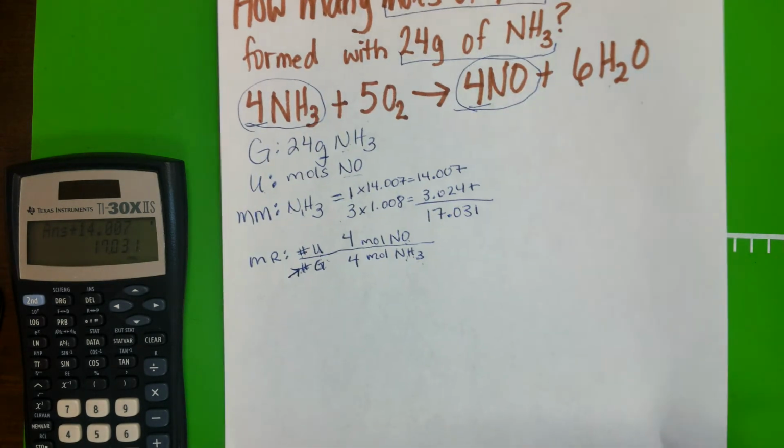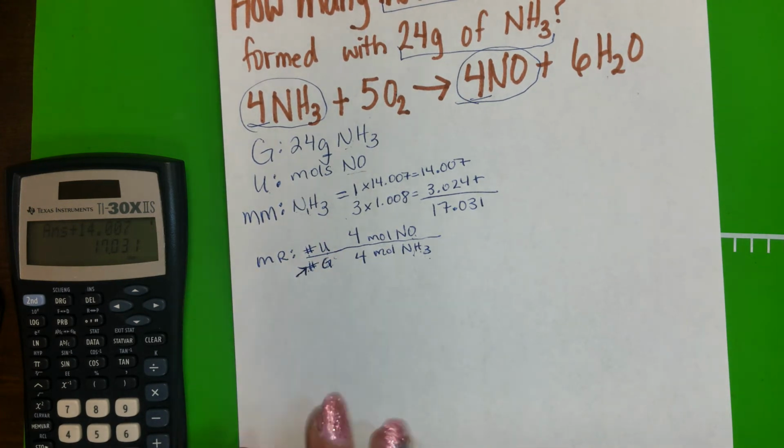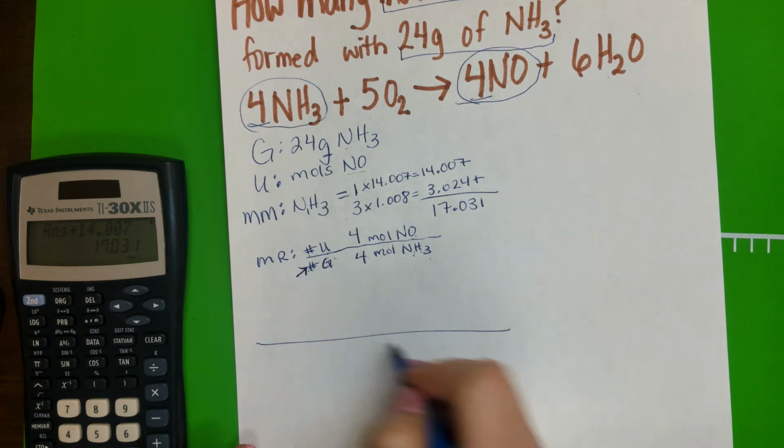Okay, so now we're ready to set it up. Since we have to have space for the given, and then molar mass and mole ratio, that means we need 3 spots.